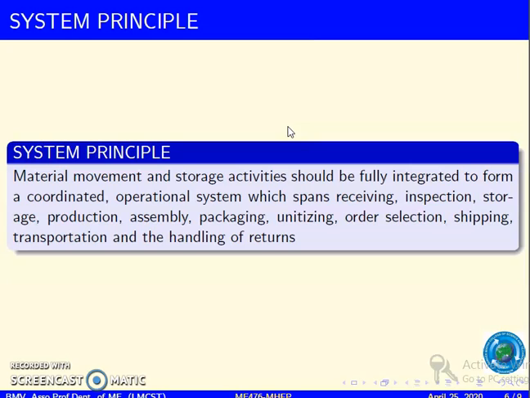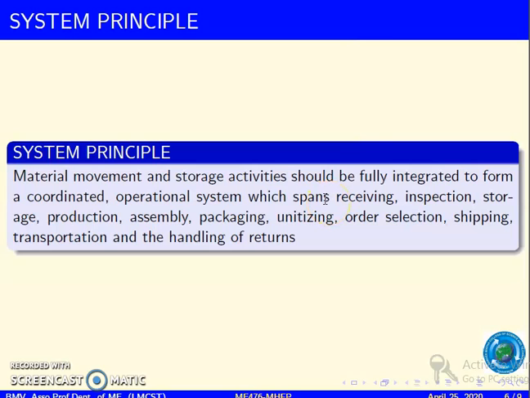Now let us recollect the system principle which we have seen in the previous module. That is, material movement and storage activities should be fully integrated to form a coordinated operational system which spans receiving, inspection, storage, production, assembly, packaging, unitizing, order selection, shipping, transportation, and the handling of returns.